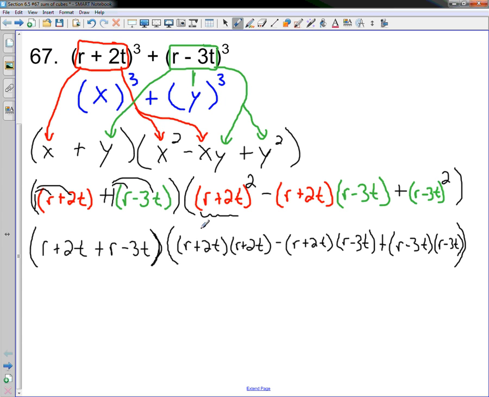In the first one, I have some like terms. I have 1r plus 1r, so I can combine those. That gives me 2r. And then I have 2t minus 3t. 2 minus 3 gives me negative 1t.